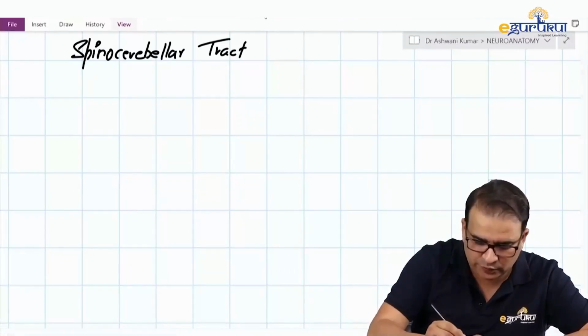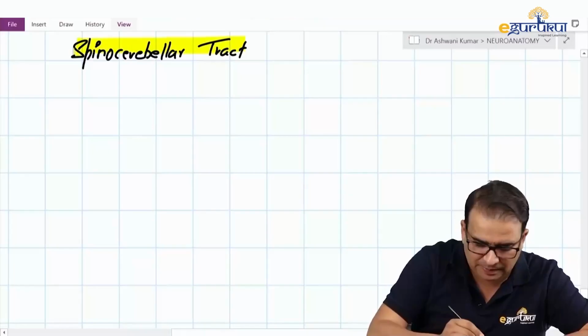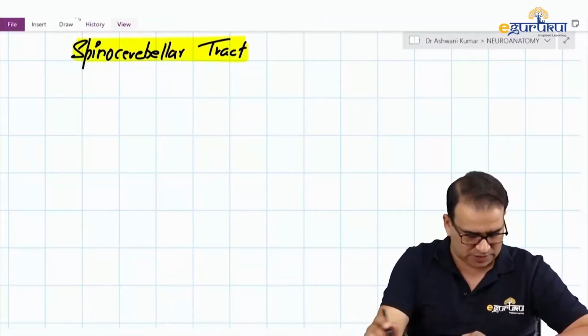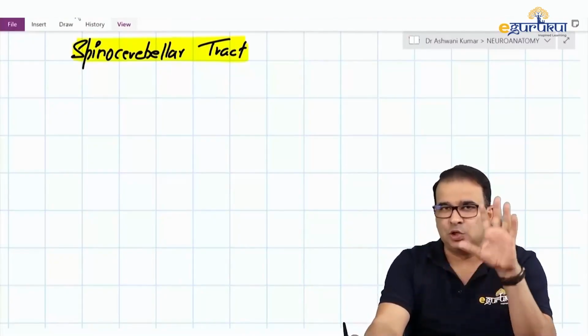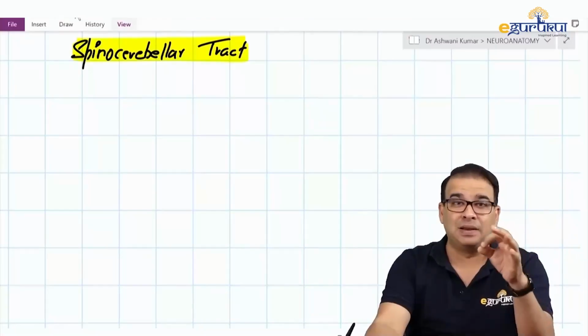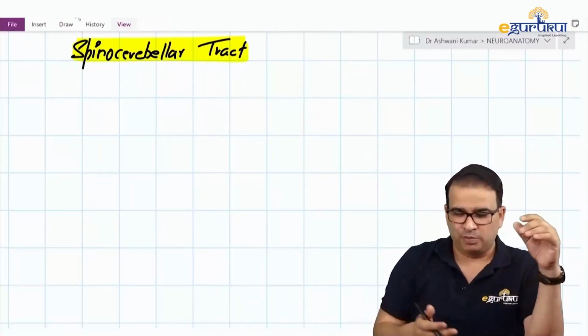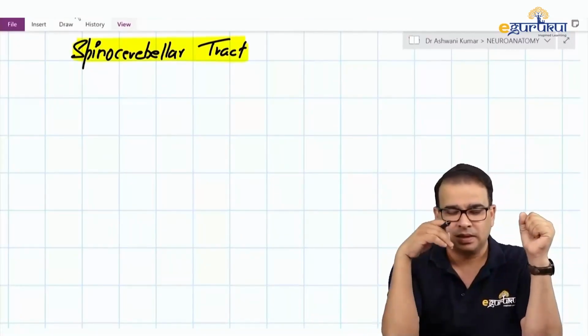Now this one is also very interesting, the spinocerebellar tract, because the tract is going to start at the level of the spinal cord, and this time no thalamus, no cerebrum, it needs to go into the cerebellum. It has to go into the cerebellum. So from the spinal cord into the cerebellum.